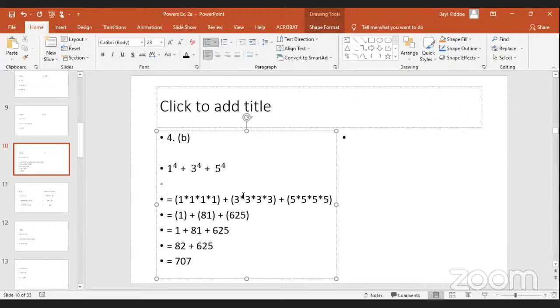3 times 3 times 3 times 3 is 81, right? Because 3 times 3 is 9. 9 times 3 is 27. And 27 times 3 is 81. That's how we get 81, right? So let me say that again. 3 times 3 is 9. Then 9 times 3 here is 27. And then 27 times 3 here is 81.